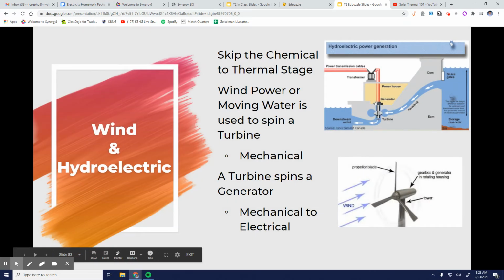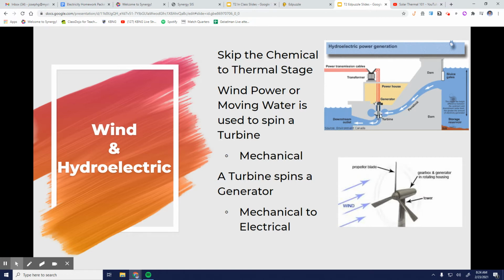Wind and hydroelectric are fairly similar. We are going to skip the chemical to thermal stage or the nuclear to thermal stage, and we're going to go straight to the spinning of the turbine. Now, the wind or the moving water is going to be the thing used to spin the turbine. In a hydroelectric dam, water is going to be let in at the top of the dam. It's going to fall down. Its energy is going to change from potential to kinetic as it moves down.